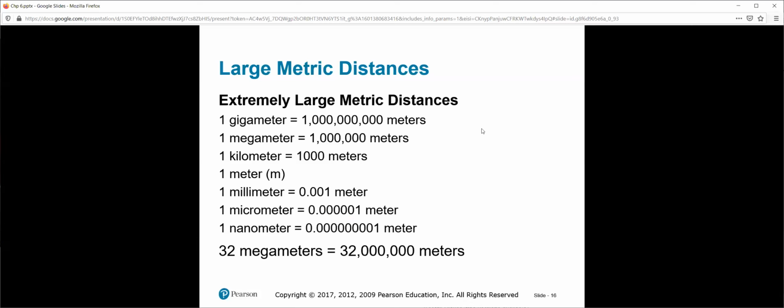Yeah, 32 megameters, 32 million meters. That's the equation. You don't even need to do math, really, right? That's just a decimal place movement.